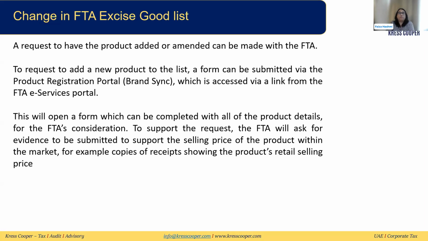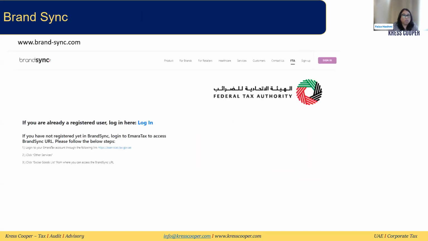Now, a request to have the product added or amended can be made with the FTA, like I said, to request to add a new product. There are different ways to do this. If you want to add a new product, a form can be submitted via the product registration portal, Brand Sync, which is accessed via a link from the FTA ePort services portal. Brand Sync links with FTA, where they verify the applications given for new product registration. So for a new product, you need to go through Brand Sync.